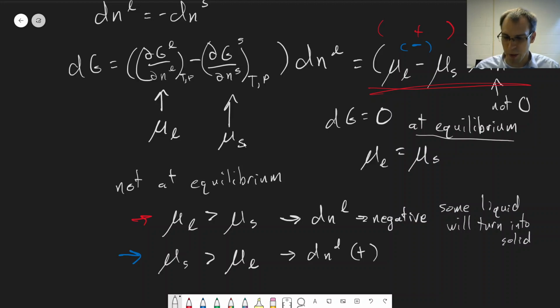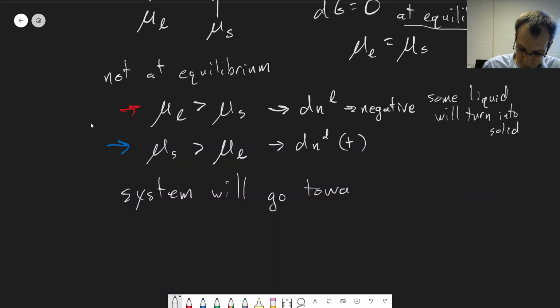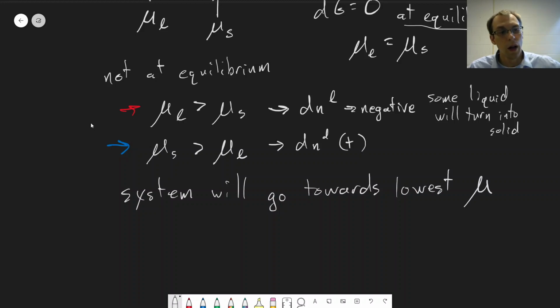What's generally true here is that the system will go towards whatever has the lowest chemical potential. And that is not just true for this two-phase system that we're thinking about here. This is true in general, and gives us a useful tool for determining which way systems are going to want to go, depending on their value of G. That's the power of this chemical potential idea. And it does not apply just here.